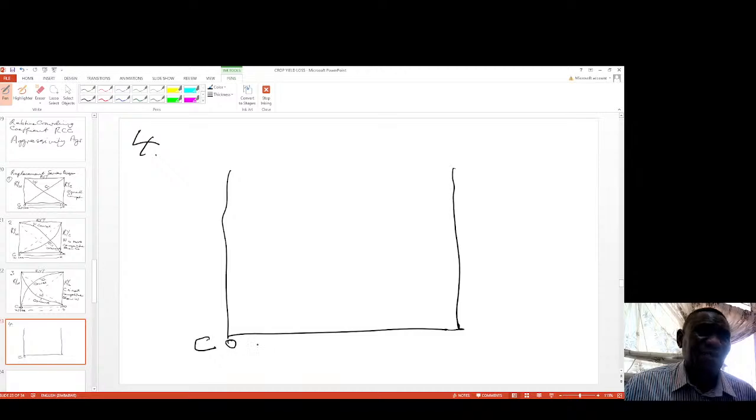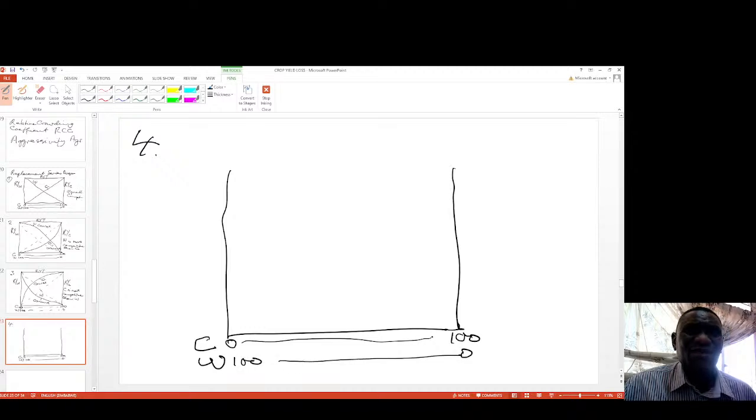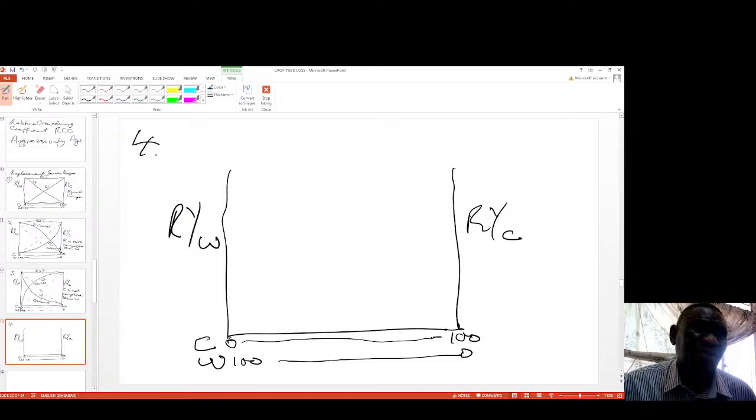C starts from 0, going to 100. W from 100, going to 0. RY C. RY W. Let us start with the crop.